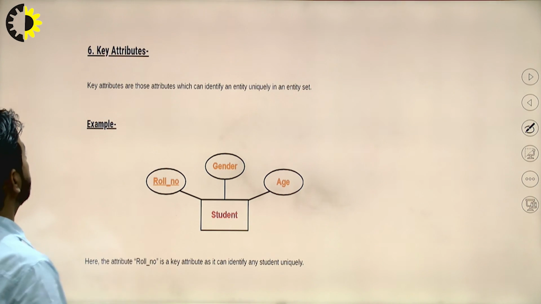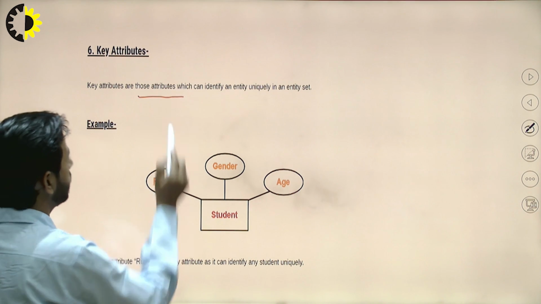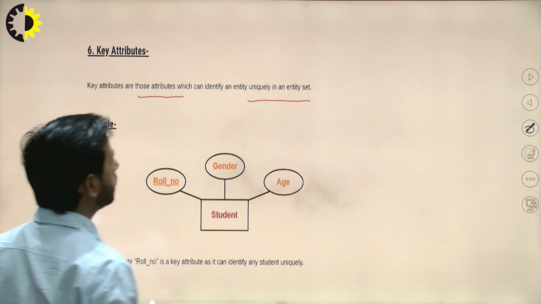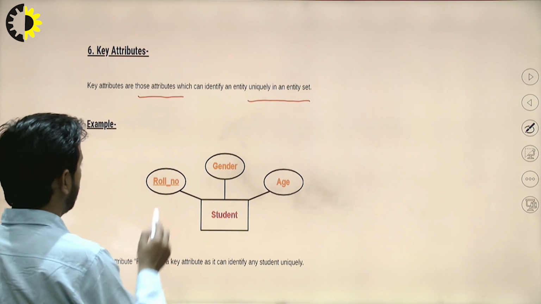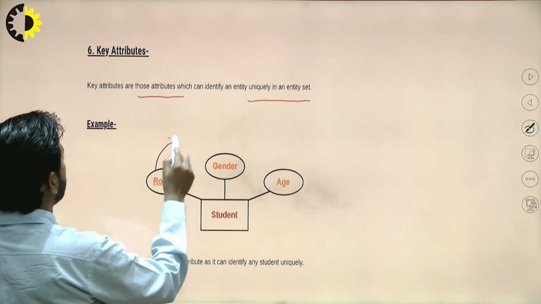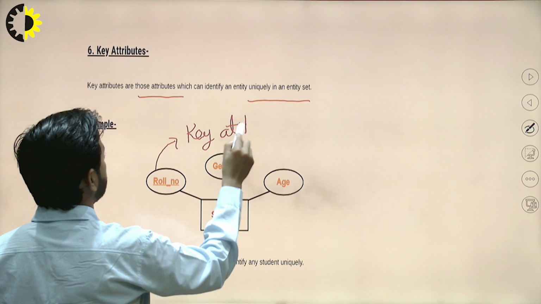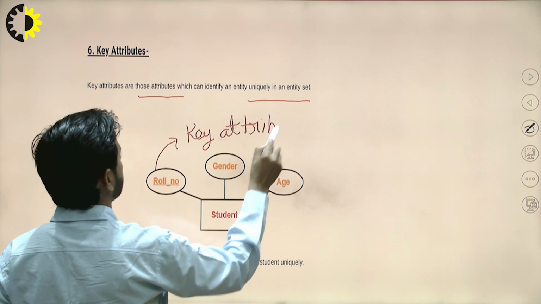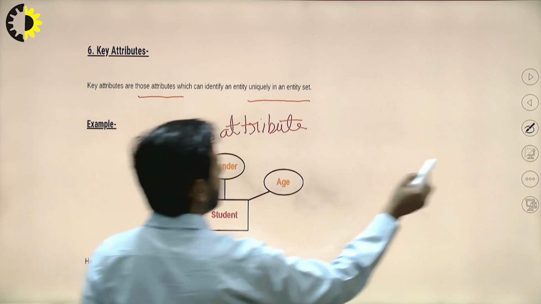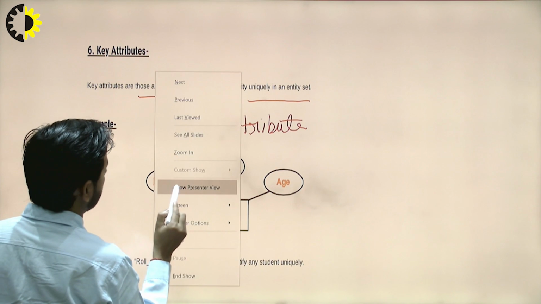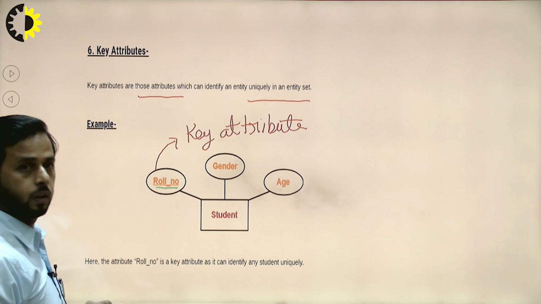Next is the key attribute. Key attributes are those attributes which can identify an entity uniquely in an entity set. So here roll number is the key attribute. It can identify each entity uniquely. So there is one underline symbol.